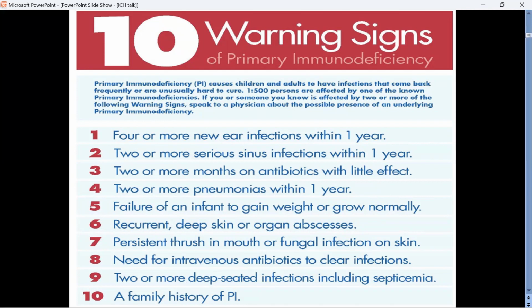And a very important one is a family history of PID, that is an early sibling death or a sibling with a previously diagnosed inborn error of immunity. These are all very typical warning signs that the patient may have a primary immunodeficiency disorder. They have said that if you find two or more of these warning signs, then that patient has to be evaluated for inborn errors of immunity.